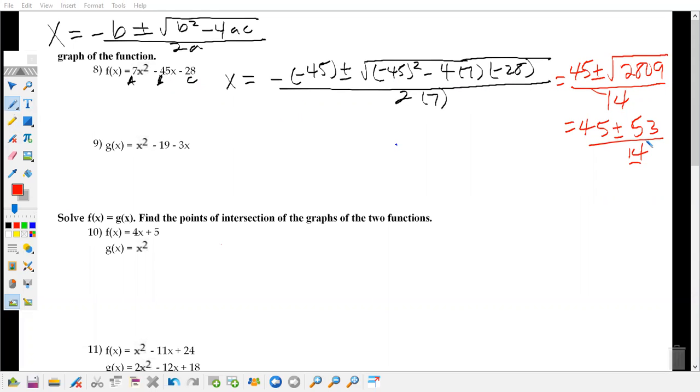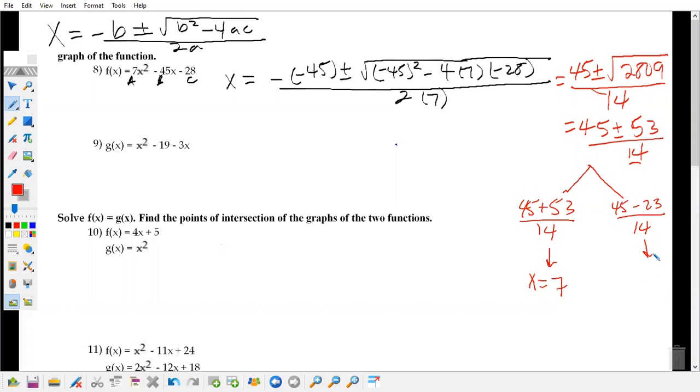Okay, this plus or minus means that we have two problems that we have to evaluate. So we have to evaluate 45 plus 53 divided by 14, and we have to evaluate 45 minus 53 divided by 14. Make sense? All right, so here we have 45 plus 53 is going to give us 98. What is 98 divided by 14? 7. So from here we get x equals 7.